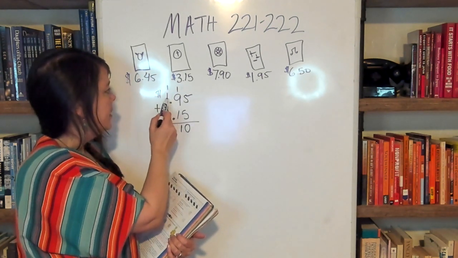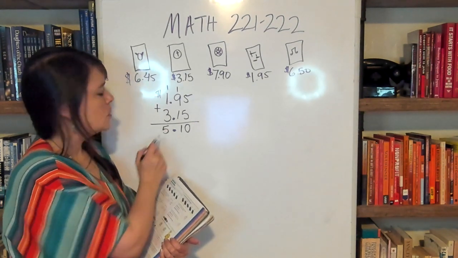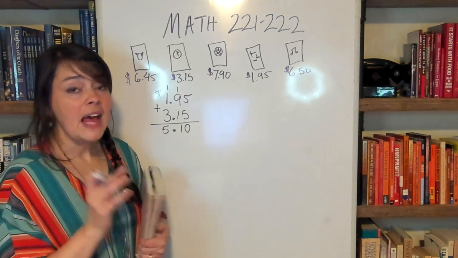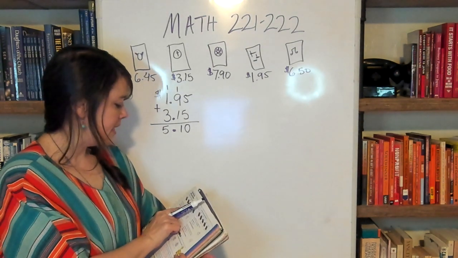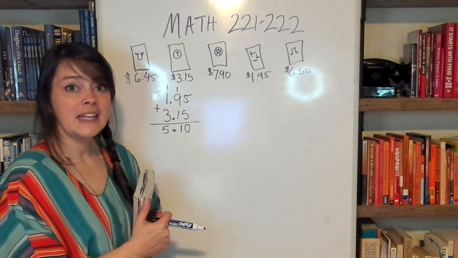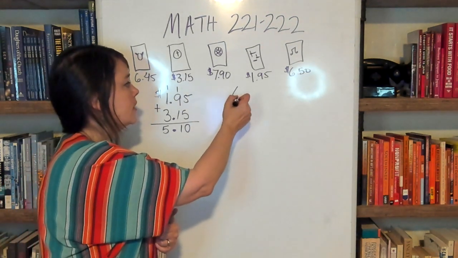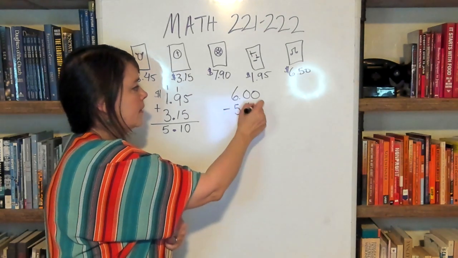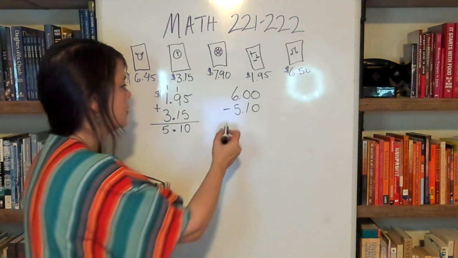Now what is 1 plus 1 plus 3? That's 5. So he spent $5.10 on his books, but that's not what they asked. The final question is not how much money did he spend, it says how much money does Dad have left? Okay, so to find that out, we're going to take the information from the very beginning of the story, which is that he started with $6 and he spent $5.10.